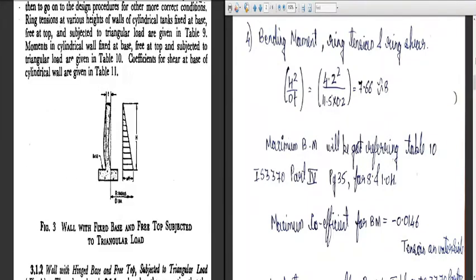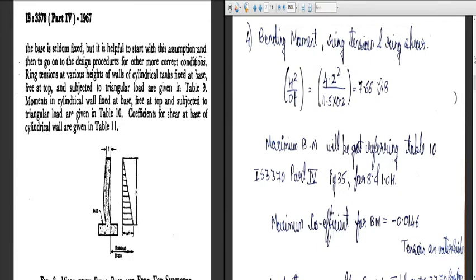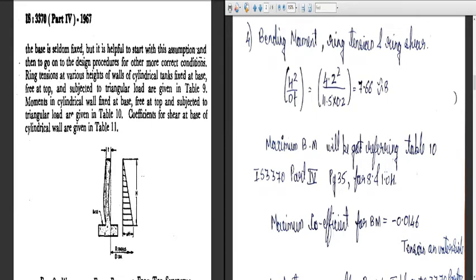So this was the condition for which we have solved, that is cylindrical tanks with circular tank, and ring tension and moment in the wall. Our condition was wall with fixed base, free top and subjected to triangular load. According to this was the diagram, and here you can see the ring tension at various heights of the wall of a cylindrical tank fixed at the base and free at the top subjected to a triangular load are given in table number 9.